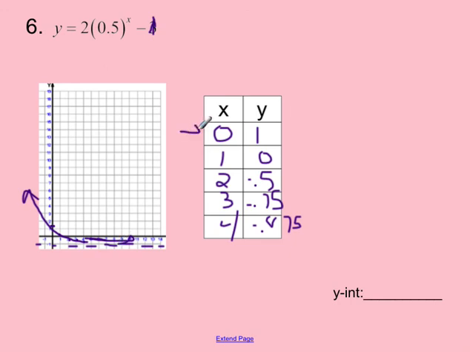So remember that your y-intercept is when your x value is 0, so your y-intercept is 1.